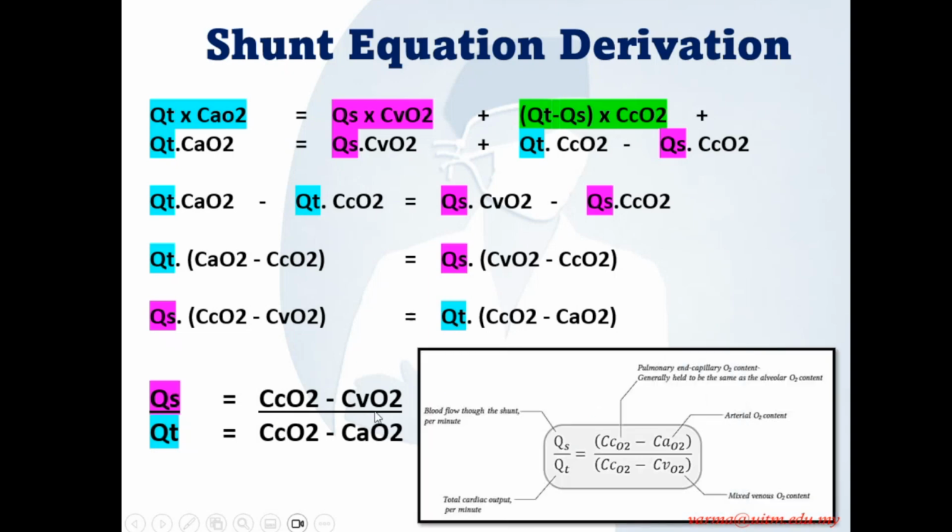I'm sorry, there is a small typo here. This is CaO2 over CbO2. Pardon me for this typo. This is the final equation: capillary oxygen content minus arterial oxygen content, divided by capillary oxygen content minus venous oxygen content. Okay, there is a typo here. Please pardon. CaO2, CvO2. Okay, there's a difference here. Please take note of this mistake.